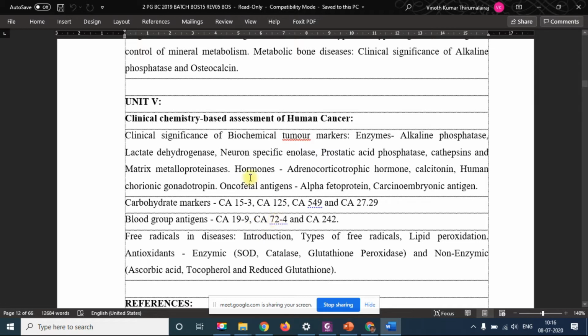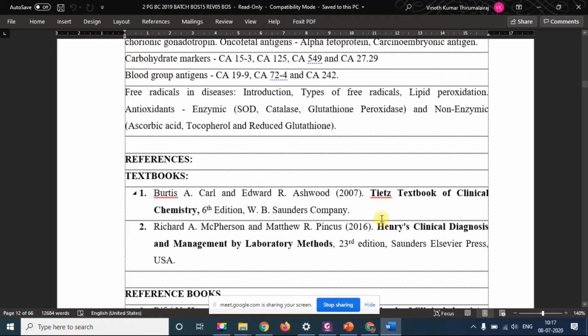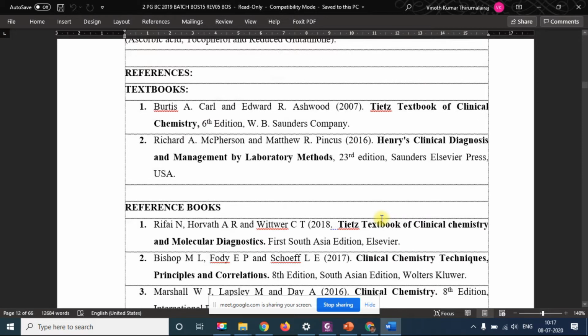And the clinical significance of human cancers, all the markers you are going to study, the carbohydrate markers and blood group markers and everything. And these are all the textbooks. The main textbook is Tietz's textbook of clinical chemistry. This is the main book. This is the Bible of clinical chemistry. And another one is Henry's Clinical Diagnosis and Management by Laboratory Methods.